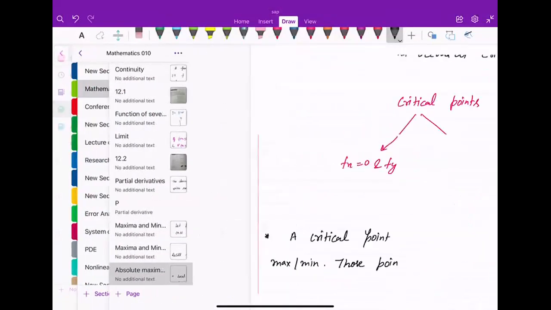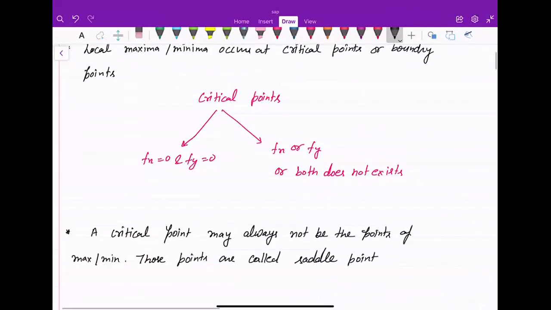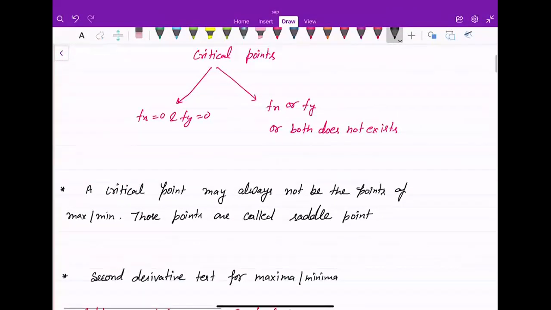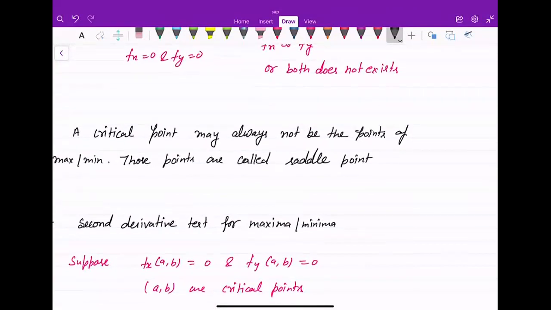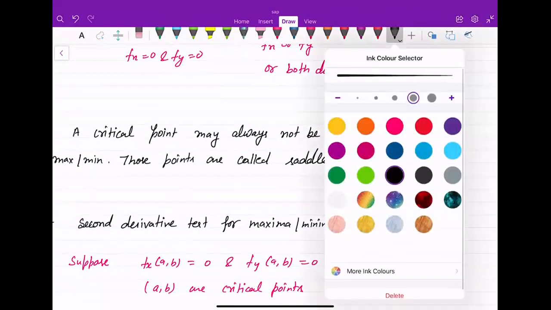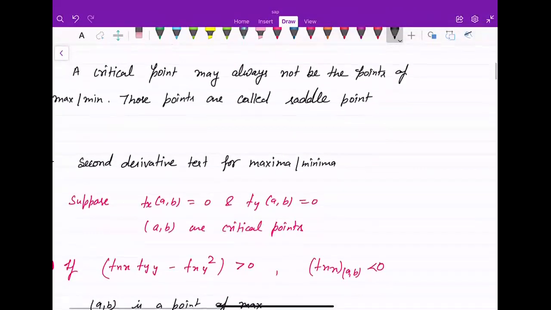So we will apply the second derivative test, which is an easy procedure to compute maxima and minima of a function of more than one variable. Here we are discussing functions of two variables. The second derivative test is for computing the maxima and minima of the function f(x,y). First of all, we compute the critical point by setting fx at (a,b) equal to 0 and fy at (a,b) equal to 0. (a,b) is the critical point.